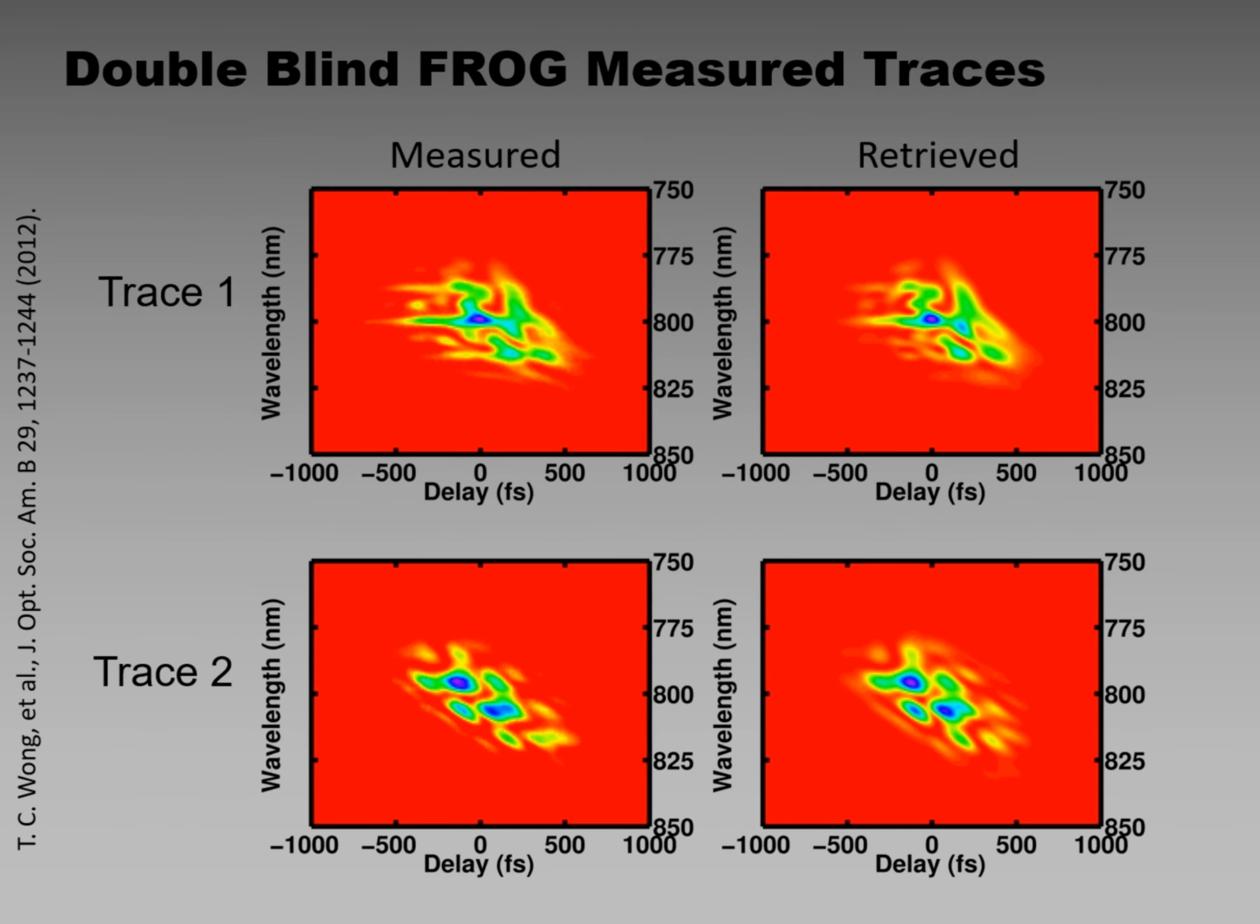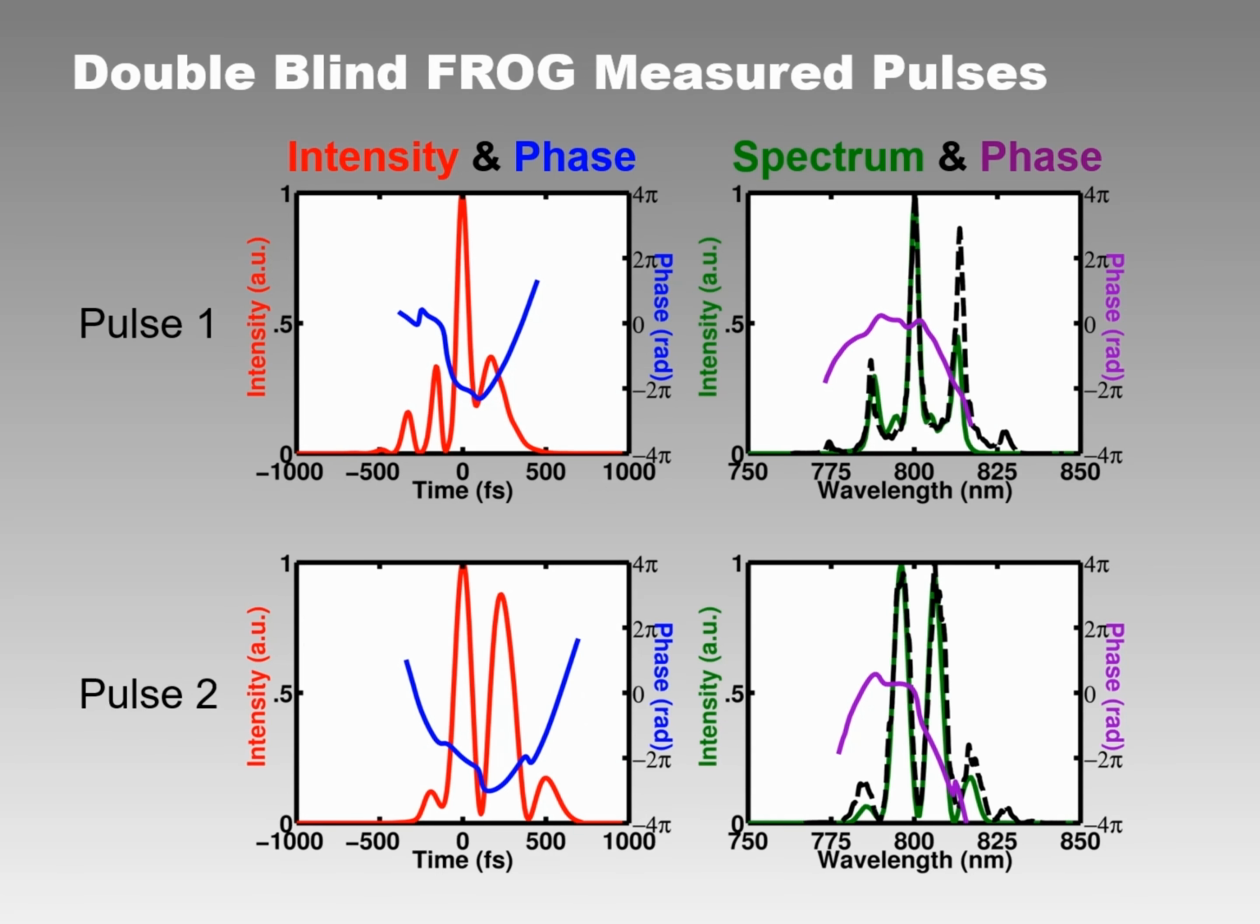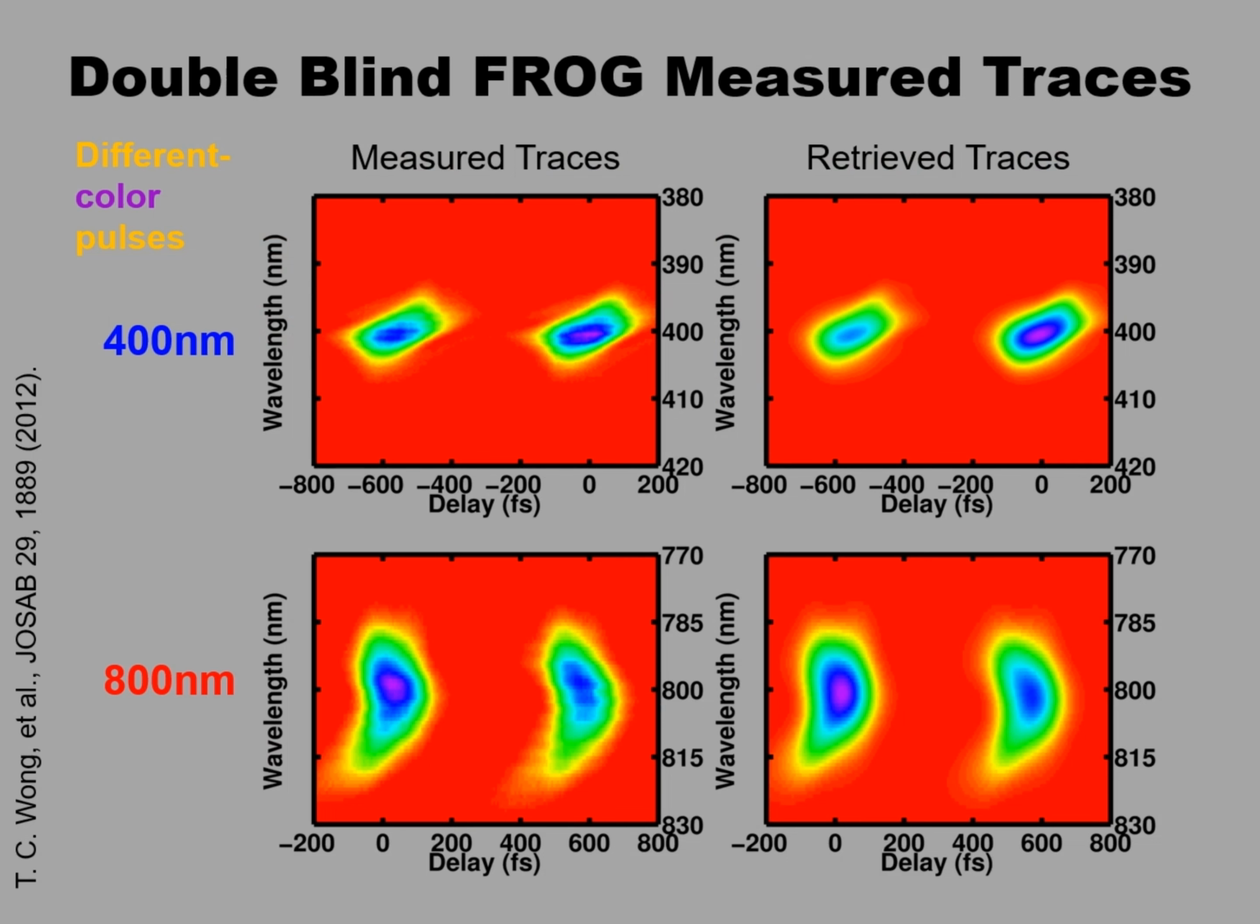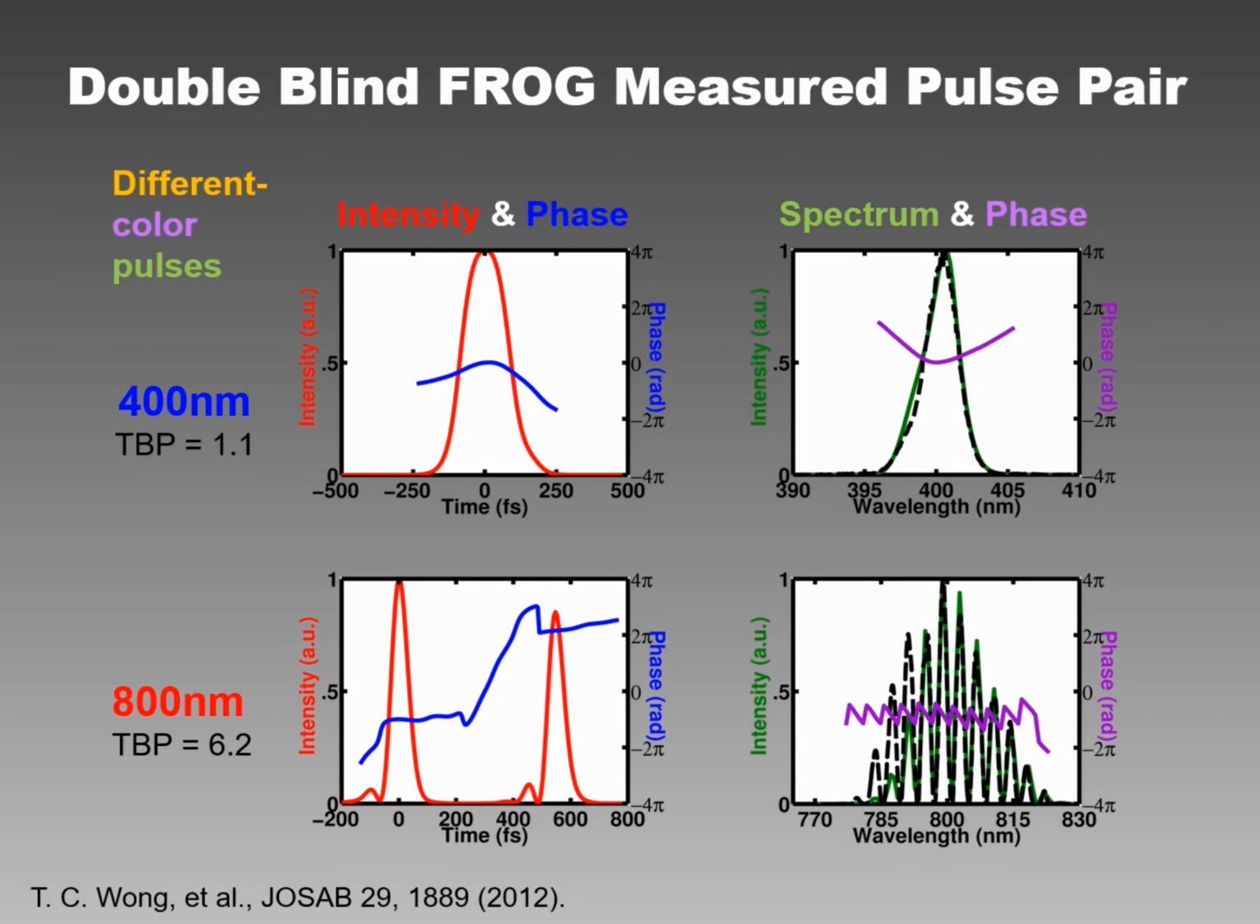Here are measured and retrieved traces for two different pulses measured using double blind FROG. Note the good agreement between the two sets of traces. And here are the two measured pulses along with the spectrometer measured spectra for comparison. Double blind FROG works well for different color pulses also. Here are measured and retrieved traces for 800 and 400 nanometer pulses. Note the very good agreement between the traces. And here are the retrieved pulses and the spectrometer measured spectra for comparison. So double blind FROG works well, and it's easy to adapt to most excite-probe setups.